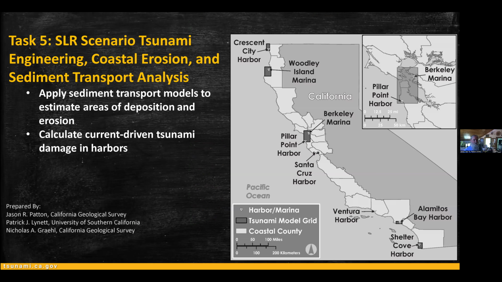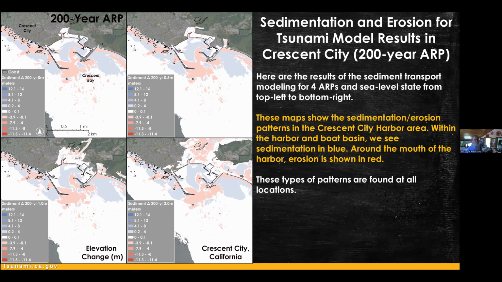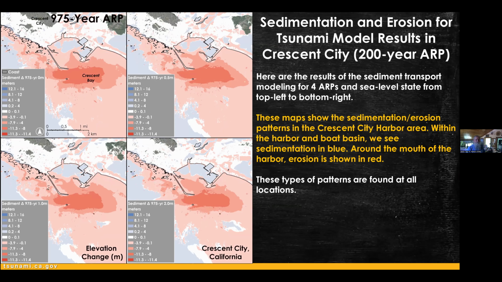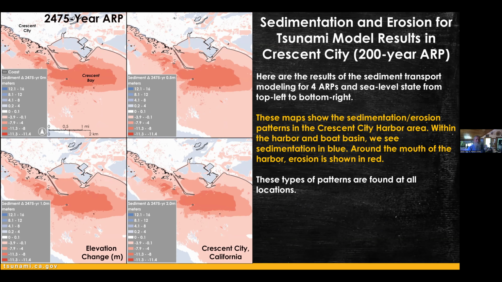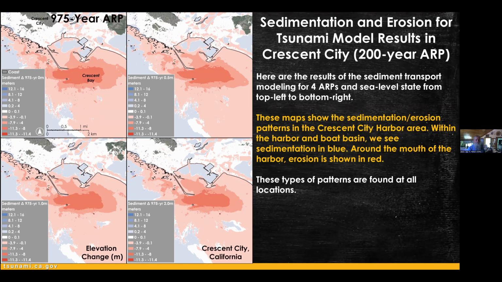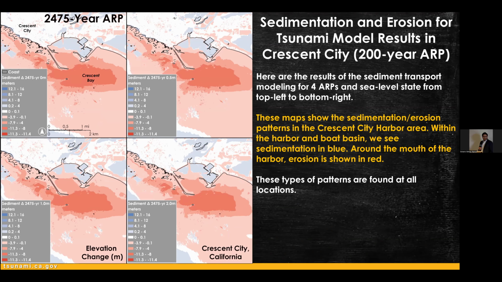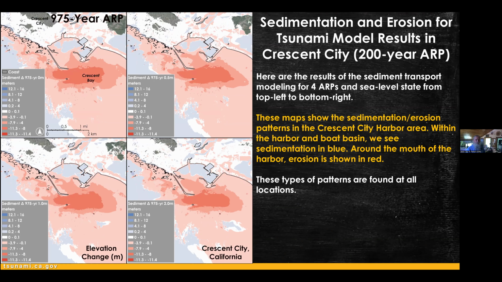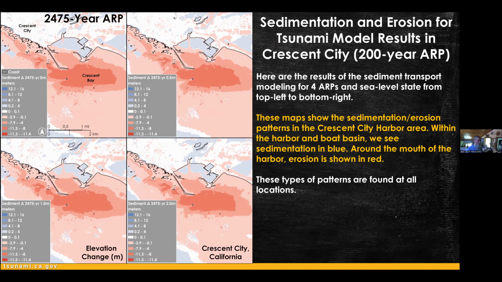For task 5, we applied sediment transport models to estimate areas of deposition and erosion, and we also used current velocities to calculate current-driven damage in harbors. Here are the results of the sediment transport modeling at Crescent City for 4 return periods and sea level state from top left to bottom right. These maps show the common sedimentation and erosion patterns in the Crescent City harbor area. Within the harbor and boat basin, we see sedimentation in blue. Around the mouth of the harbor, erosion is shown in red, and these types of patterns are found at all locations statewide.